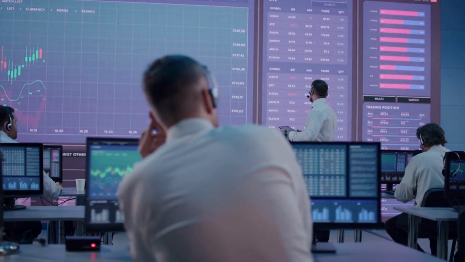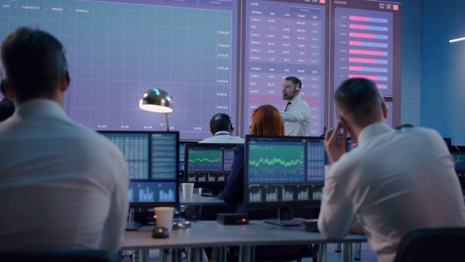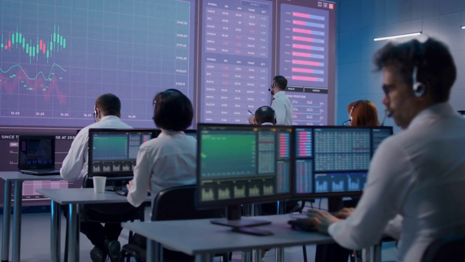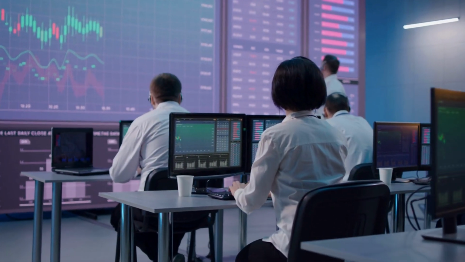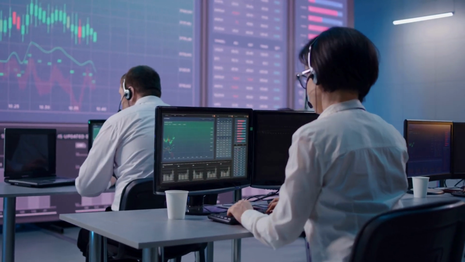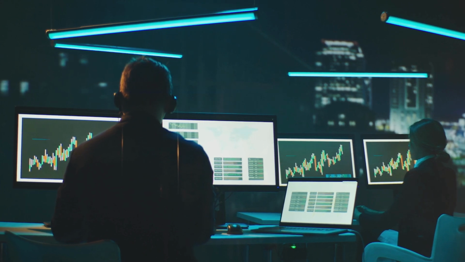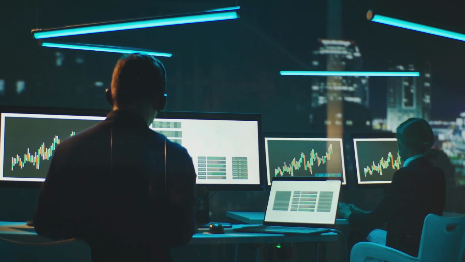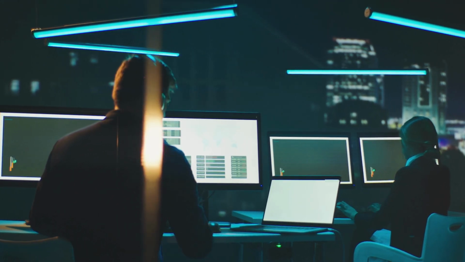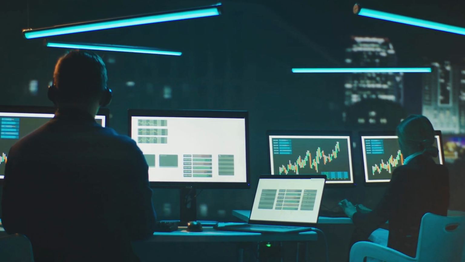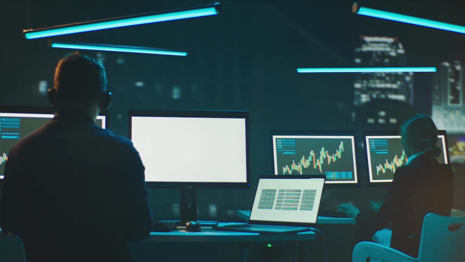For those not ready to handle a standard lot, there's the mini lot. A mini lot is 10,000 units of the base currency, where each pip is worth approximately $1 on major pairs. Finally, the micro lot is the smallest, at 1,000 units of the base currency. This size is ideal for beginners, as it allows for practicing strategies and managing risk with less financial pressure.